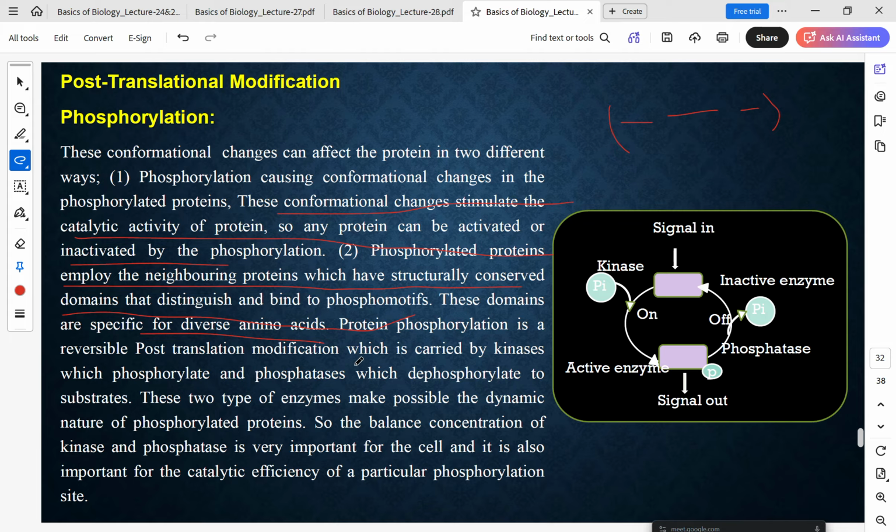This usually is a reversible post-translational modification, so a lot of recycling happens. The protein might shuffle between a phosphorylated and an unphosphorylated, or dephosphorylated, state. Two types of enzymes make possible the dynamic nature of phosphorylated proteins: kinases and phosphatases. So kinases add the phosphate group to the protein, whereas phosphatases remove the phosphate group.